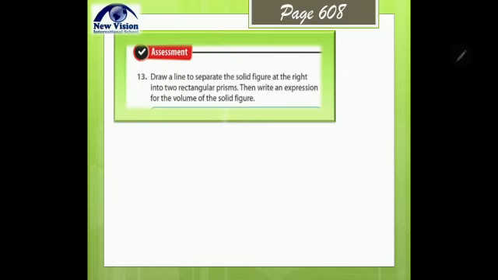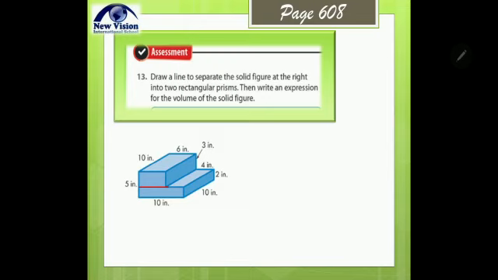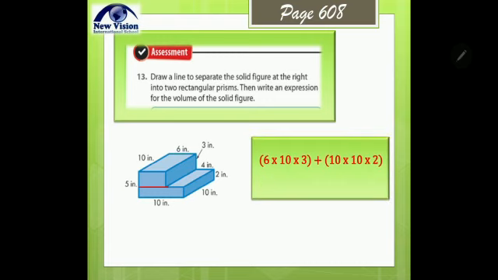Next, number 13. Draw a line to separate the solid figure at the right into two rectangular prisms. Then write an expression for the volume of the solid figure. So I draw a line horizontally, and our expression is 6 times 10 times 3 plus 10 times 10 times 2. 180 plus 200 equals 380 cubic inches.